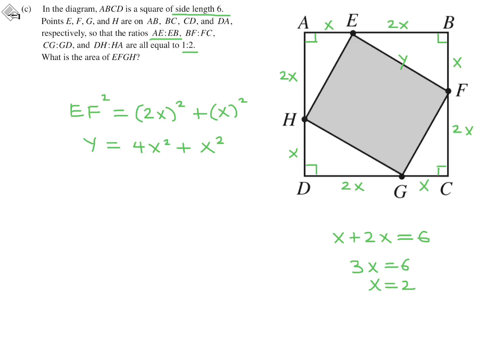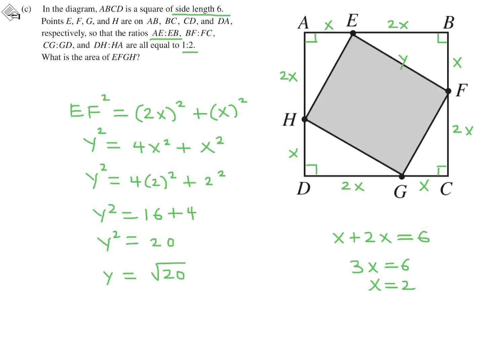Now we can calculate y. It will be 4 times 2 squared plus 2 squared. So it looks like 4 times 4, which is 16, plus 4. And this is 20. And remember, if EF is y, what I really was doing was y squared. So I have to make sure that is consistent. And therefore y is equal to the square root of 20.